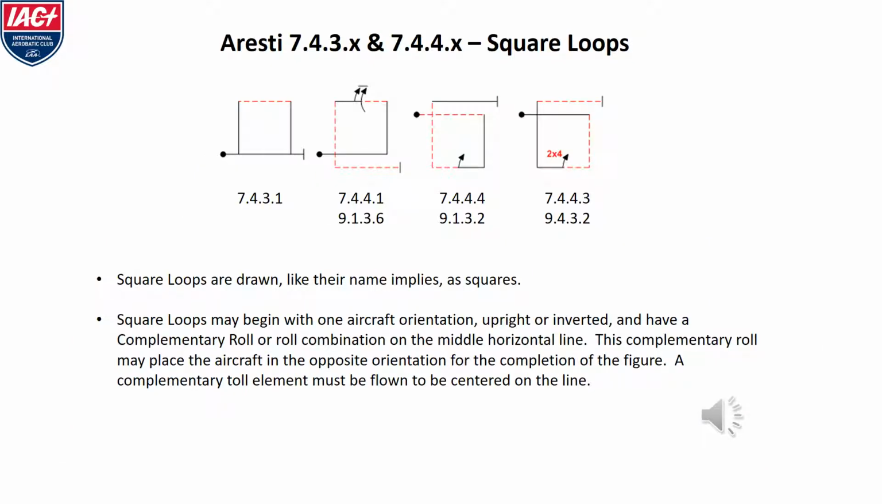Aresti 7.4.3 and 7.4.4 figures are square loops. As the 4 examples here show, square loops may begin with one aircraft orientation, upright or inverted, have a complementary roll combination on the middle horizontal line, and they may end in the same or opposite orientation as in which they were entered.